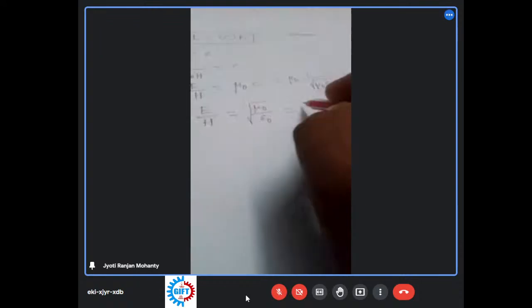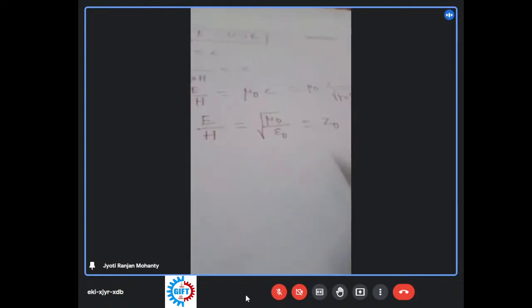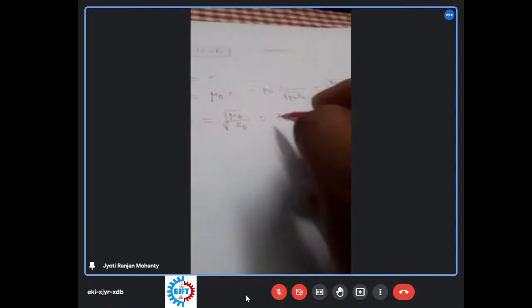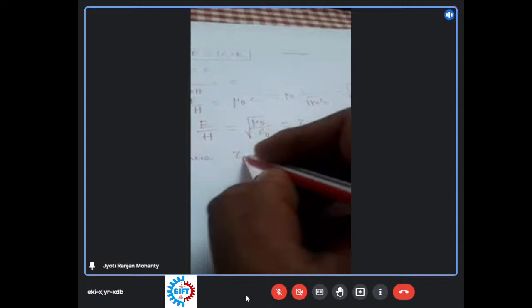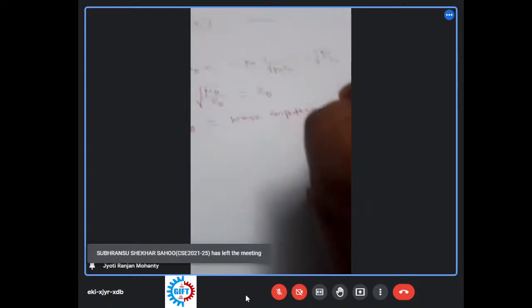So this is known as Z0. The ratio is a constant that gives you Z0. What is Z0? Z0 is known as wave impedance in free space. Remember this.